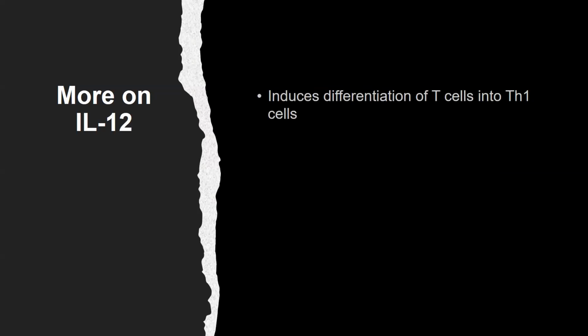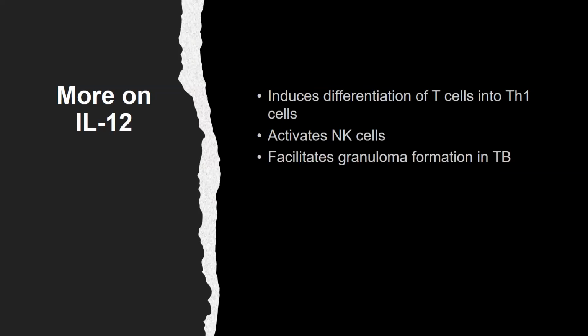IL-12 helps differentiate T cells into Th1 cells. So instead of Th2, we're getting more Th1, more intracellular cell fighters. They'll also activate our natural killer cells. It'll facilitate granuloma formation in tuberculosis, so helping wall off that bacteria from spreading, which is not great for treating it, but is good in preventing it spreading to other tissue. It's secreted specifically by macrophages.